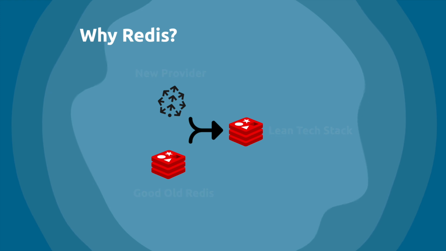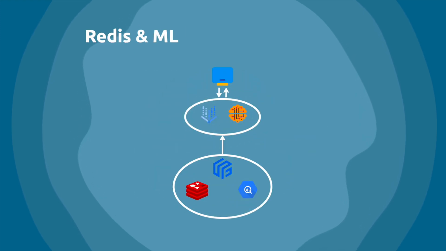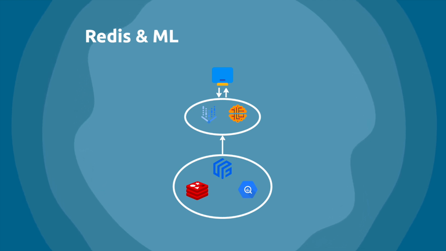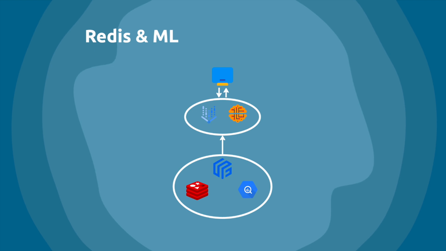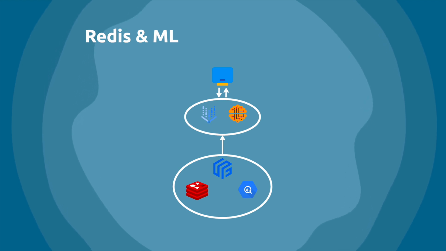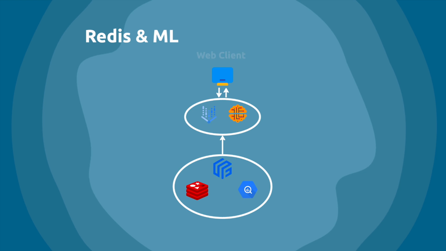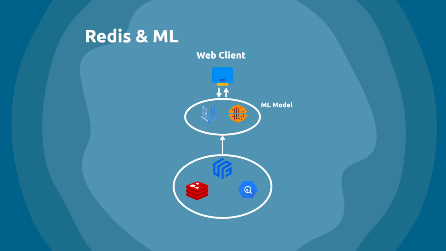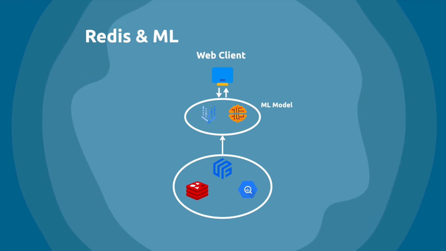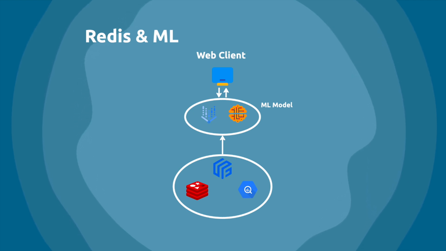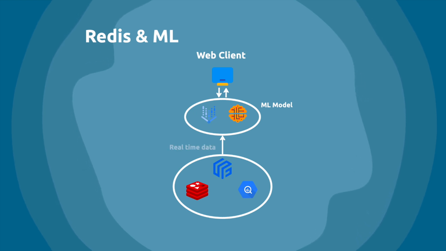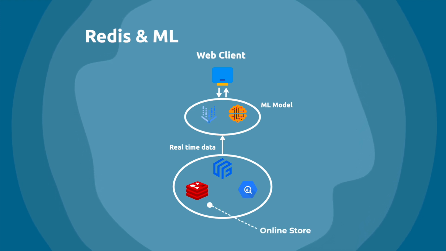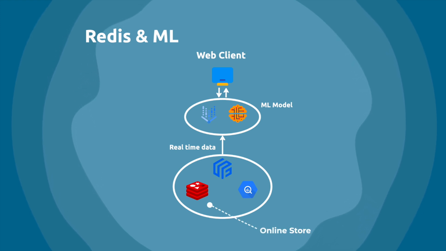But there's actually an even better reason to consider Redis, and it has to do with the way Redis is being used in companies around the world. Redis is the most popular database when it comes to feeding machine learning models in production with real-time data. And the way it often works is that you have a web client that needs some information generated by a machine learning model. For the model to be able to provide an answer, it needs to fetch features, which is the data that goes into the model. And to do that in a reasonable time frame, the model needs to be fed data from a so-called online store, and Redis is the most popular choice for this.